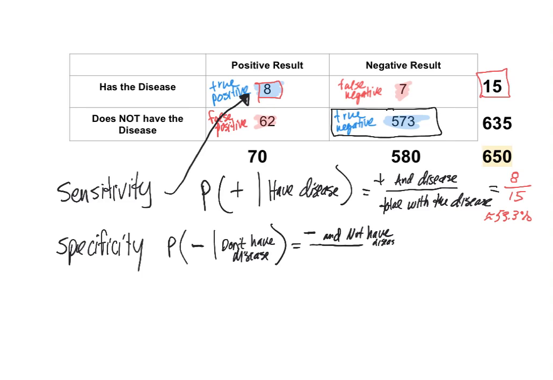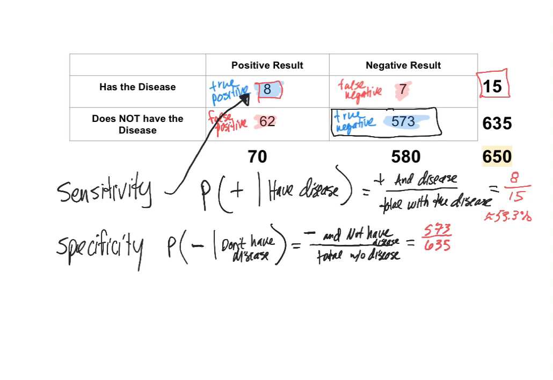Just write that out. And we want to divide that by the total without the disease. So this is the true negatives out of all of those who do not have the disease. What we see is that we get a total of 573 people had true negatives, and that was out of the 635 who we know came in, and we won't always know, but we know in this case that they don't have the disease. So out of the 635 people, 573 of them tested negative with a true negative.